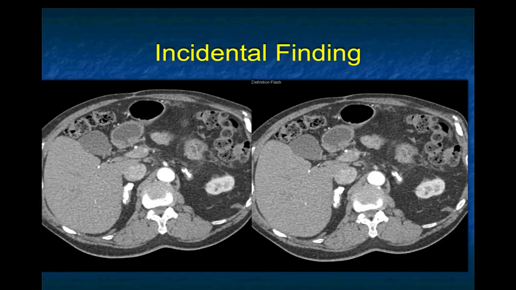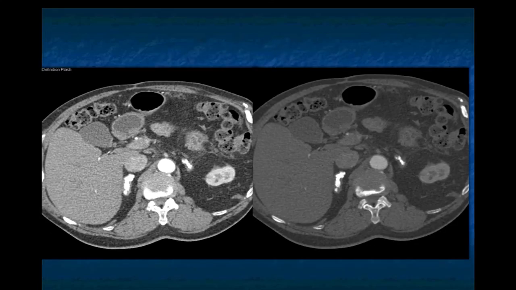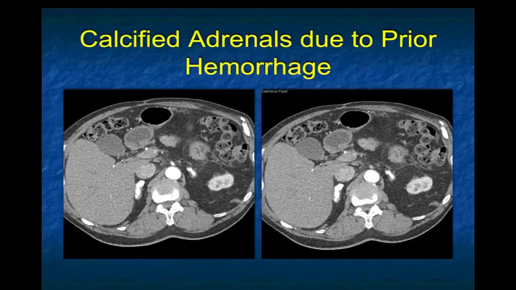Another patient, calcified adrenal glands. That usually means, and they're not mass like, they're small. It could be infectious like TB, histoplasmosis, could be old bilateral hemorrhage. Those are possibilities. I don't see anything else in the patient's abdomen and pelvis, and this was due to prior hemorrhage. The patient was on Coumadin.